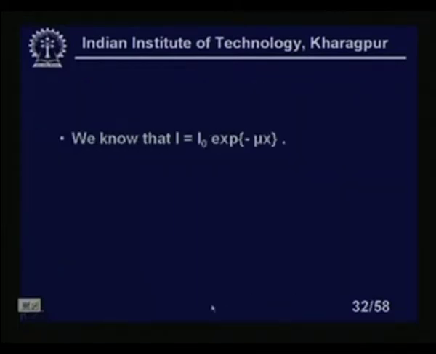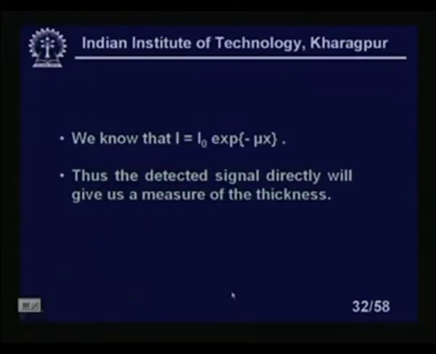We know that I equals I naught exponential minus mu x. Thus, the detected signal directly will give us a measure of the thickness. So, if I have a calibrated output, suppose I made the calibrations accordingly, I know that for a 5 centimeter thickness of the rolling sheet, what will be my value of I if my I naught is constant. So, I will use that principle.